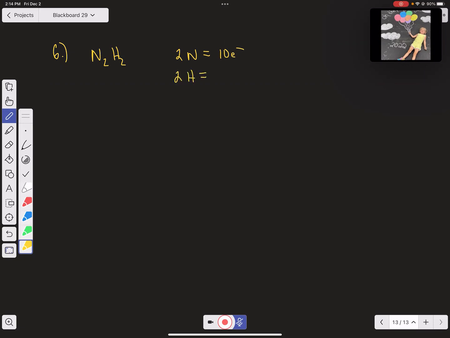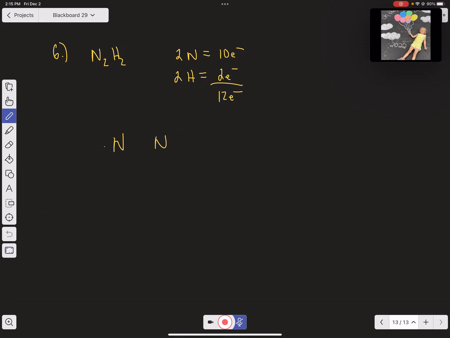2 hydrogens, 1 electron each for hydrogen. So there's 2 total electrons from hydrogen. So 12 total between nitrogen and hydrogen. The next step, we want to make the Lewis structure for this. So I would start with nitrogen and nitrogen. We've got to figure out how to assign these 12 electrons.